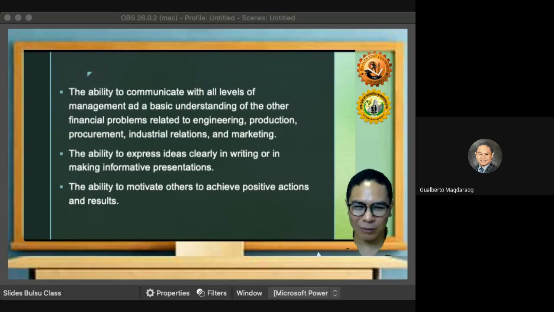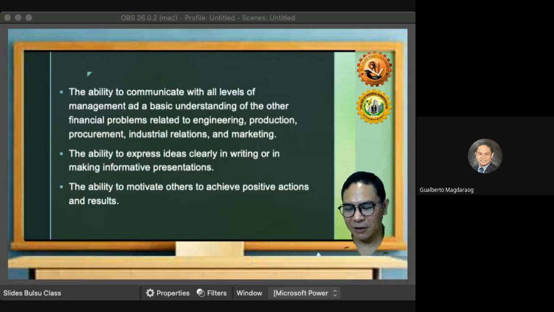Okay? So, dapat meron kang kakayanan na mag-provide ng solution to their problems. And hindi lang accounting yung problems nila. So even engineering, production, even industrial relations and marketing, they will be asking you. Okay, kaya marunong kang makipag-communicate, marunong kang magsalita, mag-articulate. Kaya, you know, part of our training sa accountancy is the communication skills. Kasi you will be preparing a report and you will be reporting it to the management or even to the president.